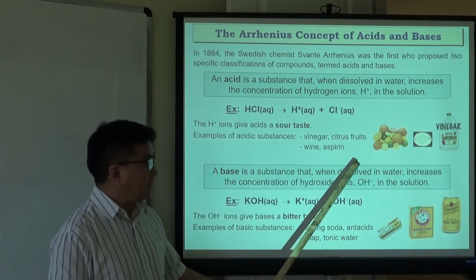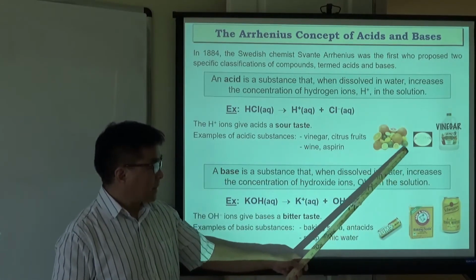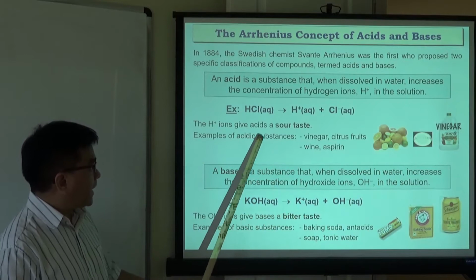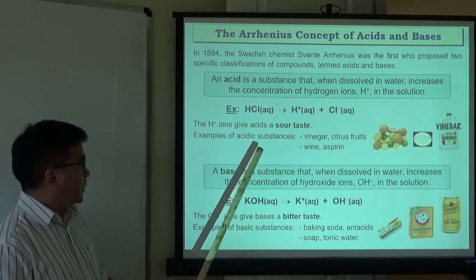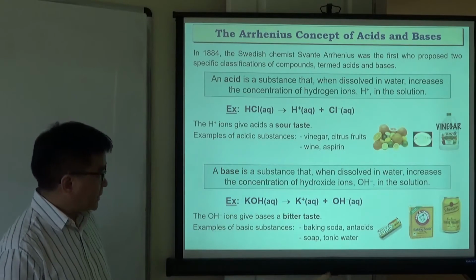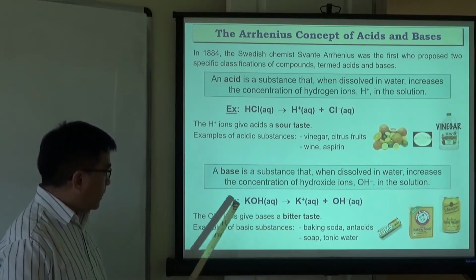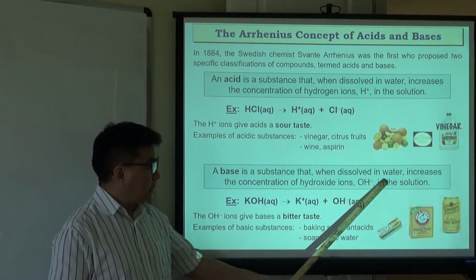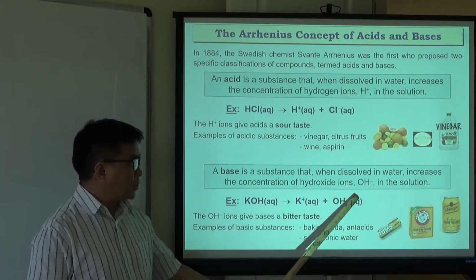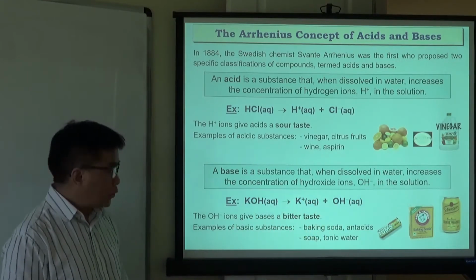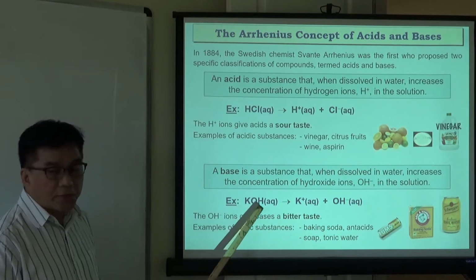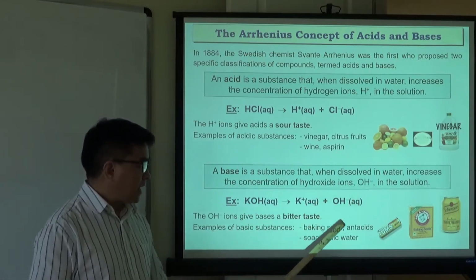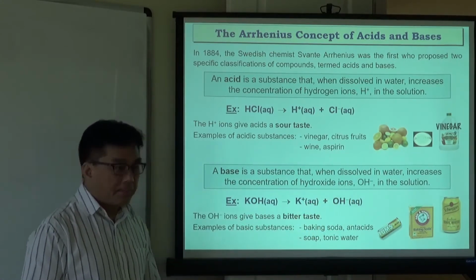Here are some common household substances that are classified as acids. Acids tend to give you a sour taste because of the presence of hydrogen ions. And a base, according to Arrhenius' definition, is a substance that when dissolved in water increases the concentration of hydroxide ion in the solution. For example, potassium hydroxide, when it dissolves in water, dissociates into hydroxide ions, and because of that, it is a base.